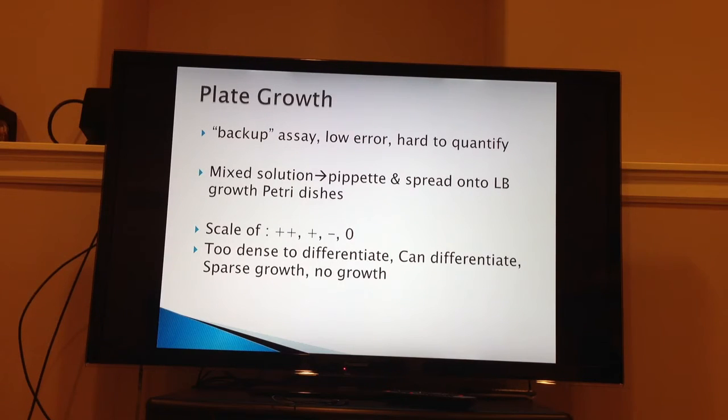And so I did this on a scale of plus plus, plus, minus, and 0. Plus plus relates to the colonies being too dense to differentiate. Plus is very heavy growth, but you can differentiate colonies. Minus would mean sparse growth, and 0 would mean no growth, which indicates that all the bacteria were killed. And so that looks like this.